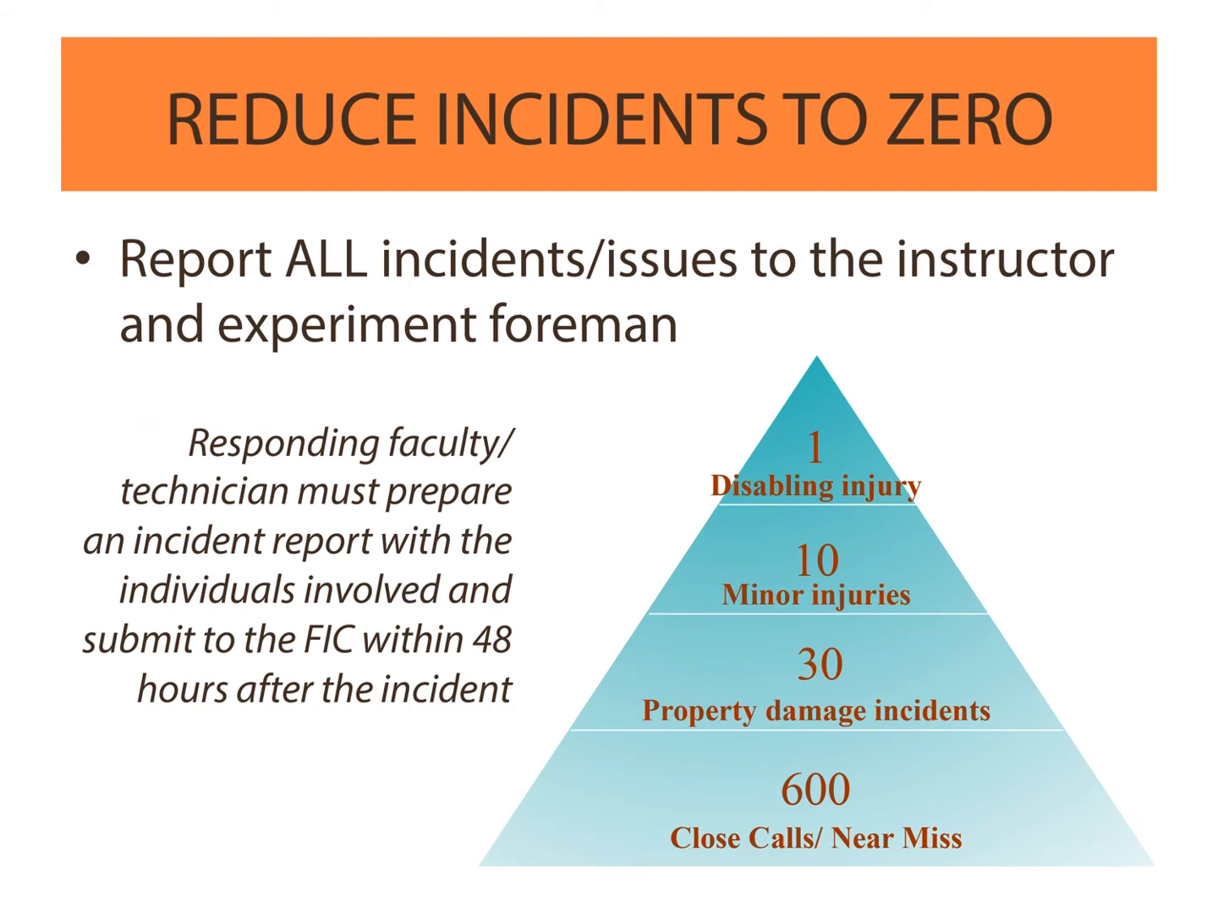Let's make it a goal to reduce incidents in the laboratory to 0. Report all of the incidents and issues to the instructor or supervisor and experiment foreman. As for the instructor, supervisor, or foreman, they should take appropriate action. Locate the first aid kit, eye wash, or emergency shower, and use as necessary. The responding faculty and technician must also prepare an incident report with the individuals involved and submit to the faculty in charge within 48 hours after the incident.